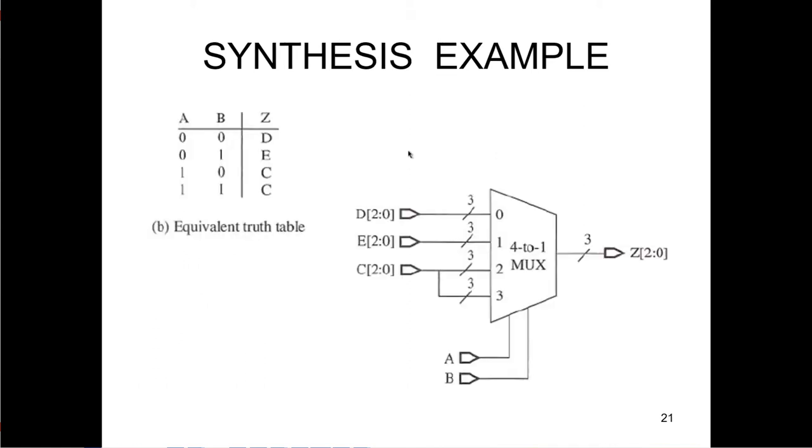So now we have to make a little truth table, and here it is. For 0, 0, we get D. For 0, 1, we get E. And then if A is 1, regardless of the value of B, we get C. So, boom, here's what we get: a multiplexer. Actually, we get three of them because these are three-bit lines. So we have three 4-to-1 muxes. They all get the same control lines, and each one gets 3 bits of D, E, and C. The first multiplexer gets D0, E0, and C0, the next one gets D1, E1, C1, and finally D2, E2, C2, and the output follows. So this is how it would be generated.